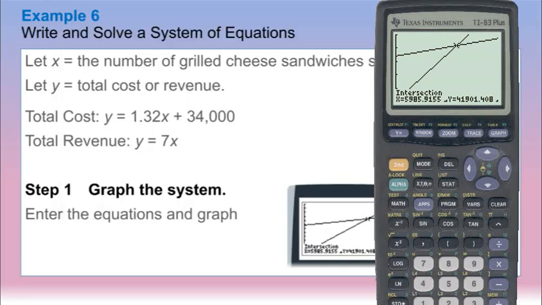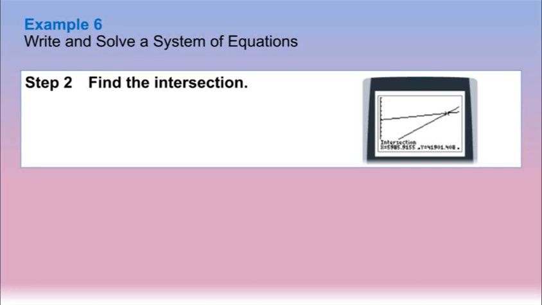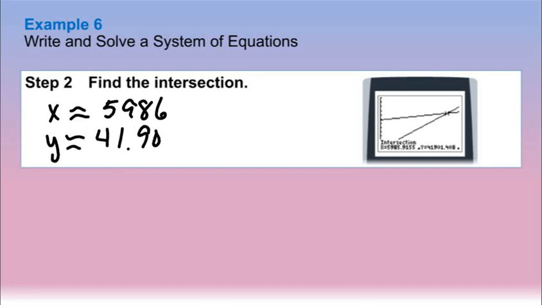So to solve this one, we found the intersection point. So x is roughly 5,986 sandwiches, and our y is roughly $41,901.41. So he would have to sell at least 5,986 sandwiches to make a profit. Now you can't sell part of a sandwich, so that's why we'd have to round this to the whole number.